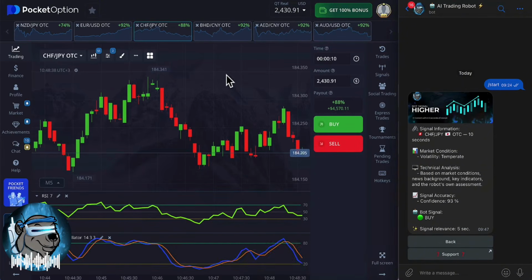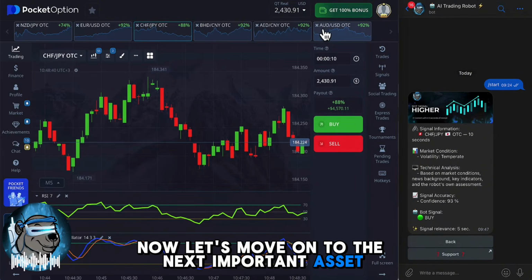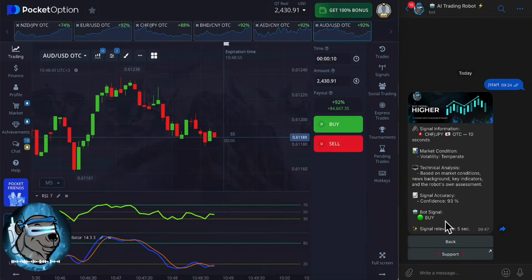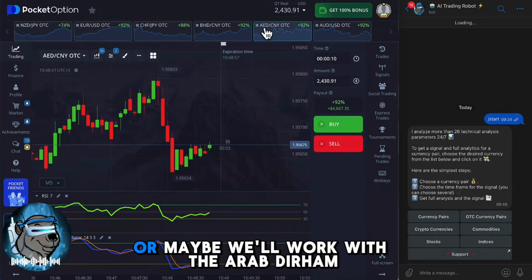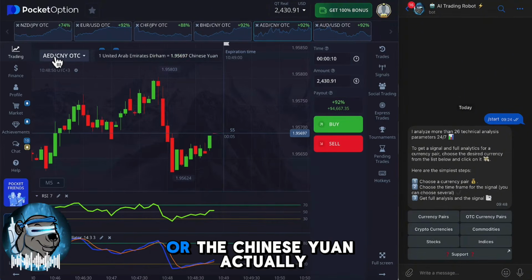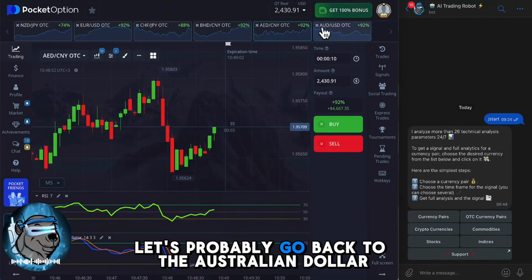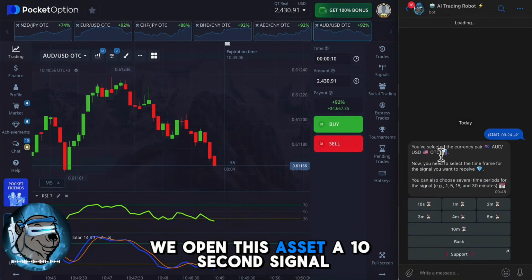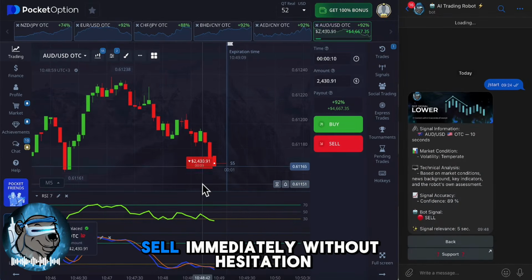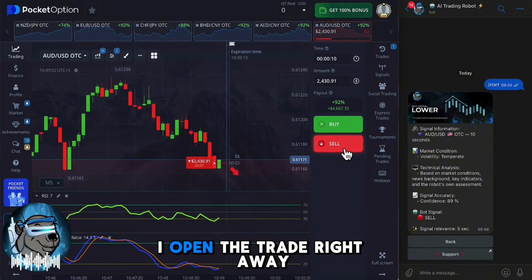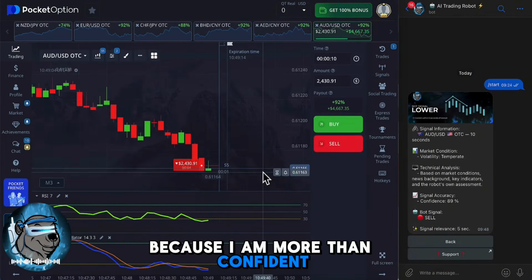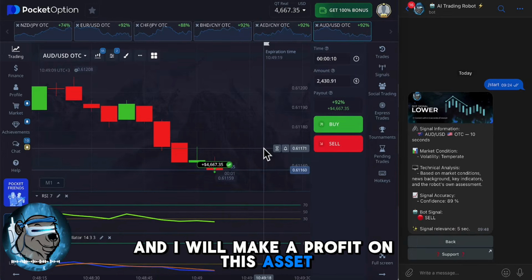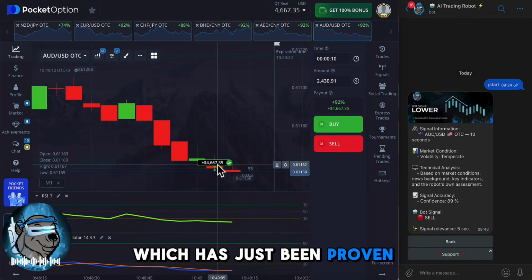Now let's move on to the next important asset, the Australian dollar versus the United States dollar. Or maybe we'll work with the Arab dirham or the Chinese yuan. Actually, let's probably go back to the Australian dollar to US dollar. We open this asset, a 10-second signal, sell. Immediately, without hesitation, I open the trade right away because I am more than confident that this trading robot will not let me down and I will make a profit on this asset, which has just been proven.